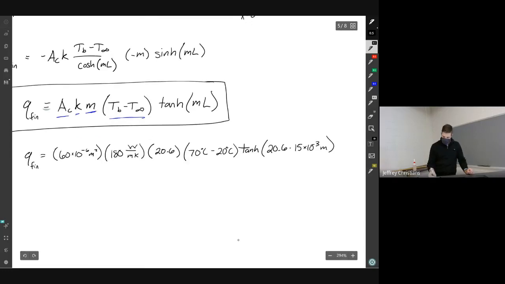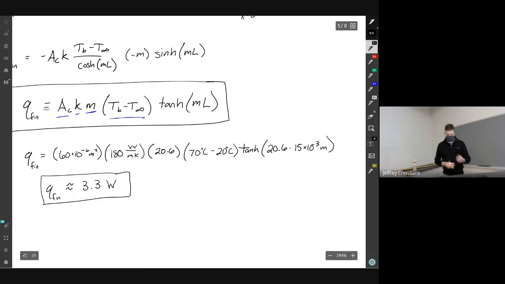We would get Q fin is about equal to 3.3 watts. Okay, so that's one way to quantify how good our fin actually is. This fin dissipates 3.3 watts of heat. I don't know if that's good or if that's bad. You could tell some things about it. Like if you wanted to dissipate 10 watts of heat, if you had 3 fins like this, that would do it, right? So you can tell some stuff.